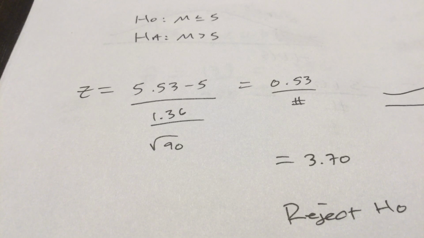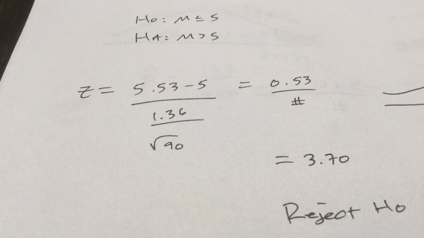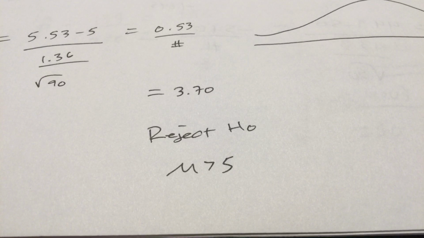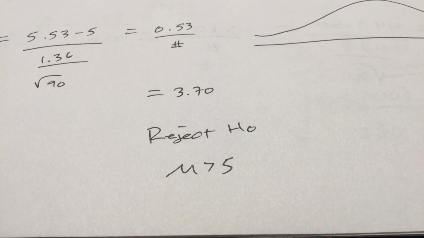Test statistic time. I'll let you use Z because the sample size is 90. In an upcoming video, we'll have to get out that T table. All right, so your test stat is 3.70. It's in the rejection region. We reject the null hypothesis and say that the mean is greater than 5.